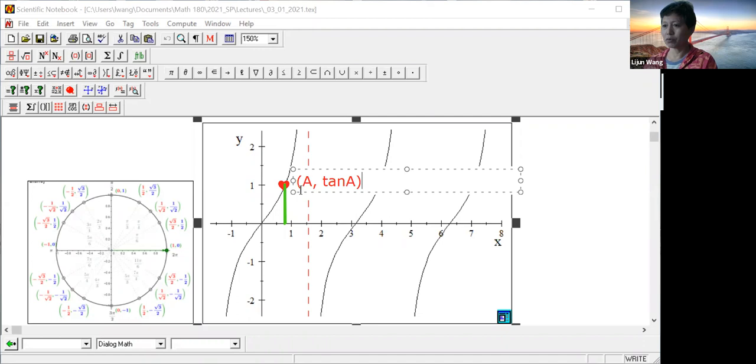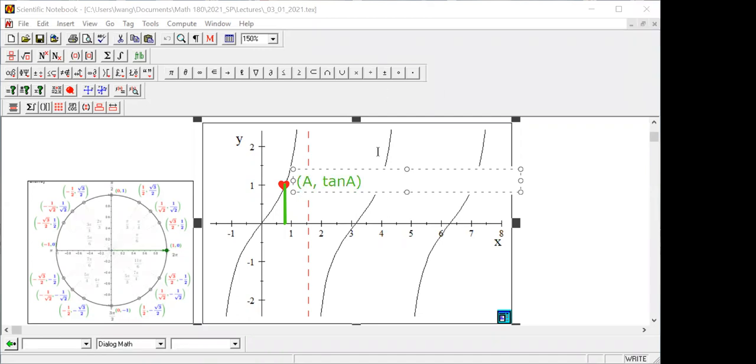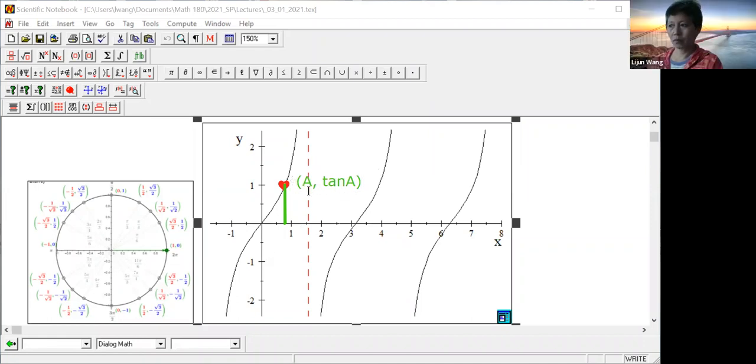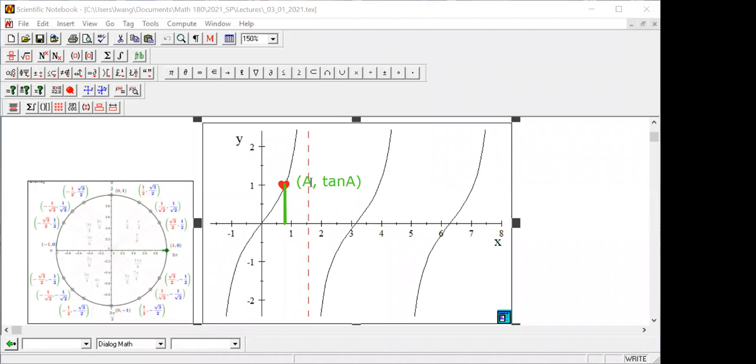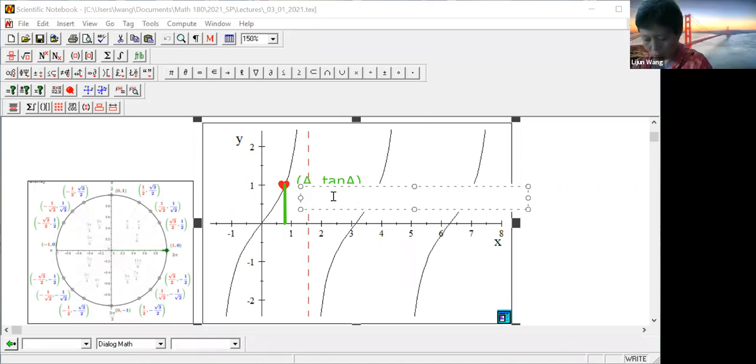I was telling you I'm not going to use red, but I hope this doesn't confuse you. I'm going to use green, okay? This angle A, I'm sorry, Cortland, thank you for your answer, but what angle should this A be? It's the arc length. That's right, excellent. So it should be π/4, comma, tangent π/4 equals 1.